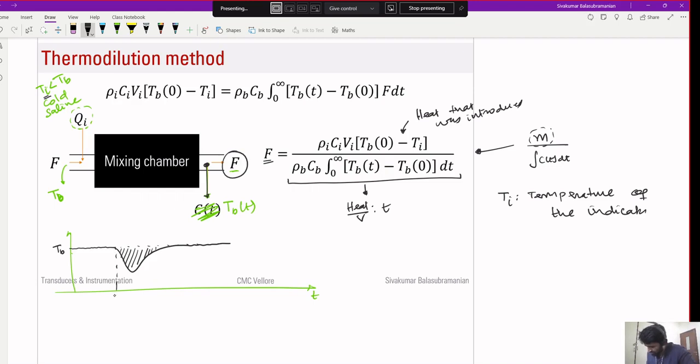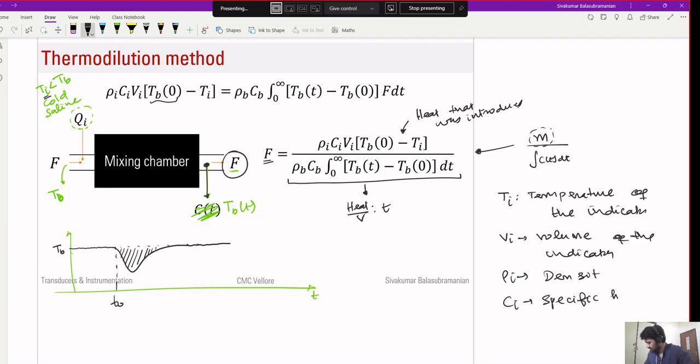And let's assume this is time t equals 0. TB of 0 is the temperature of the blood at time t equals 0, basically the baseline blood temperature. Vi is the volume of the indicator. Rho I is density. I means indicator, so I'll leave that out. And Ci is its specific heat. So this is all for the indicator. And whenever you see B in the subscript, that is for the blood.